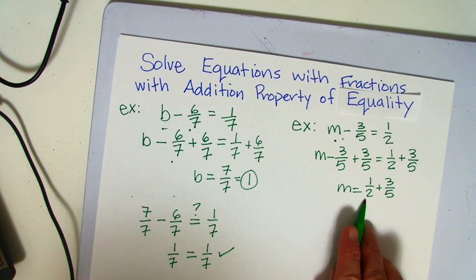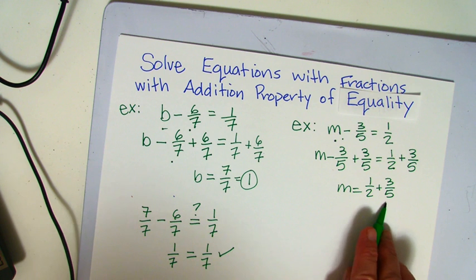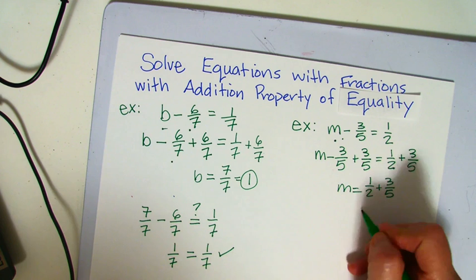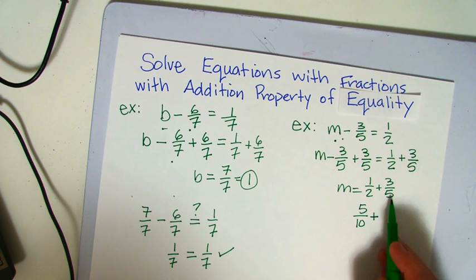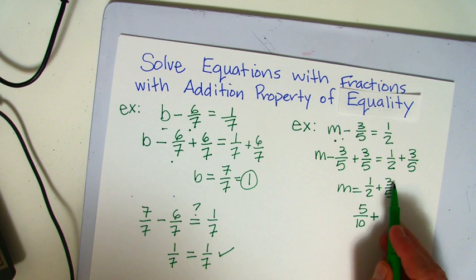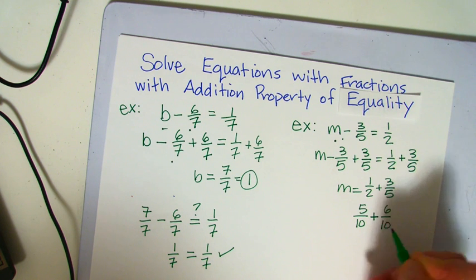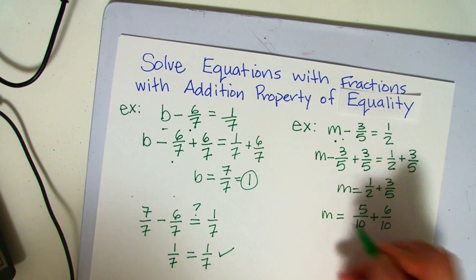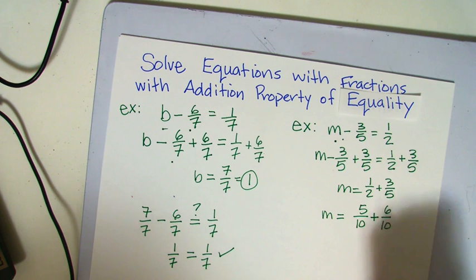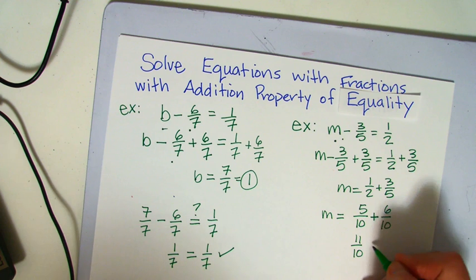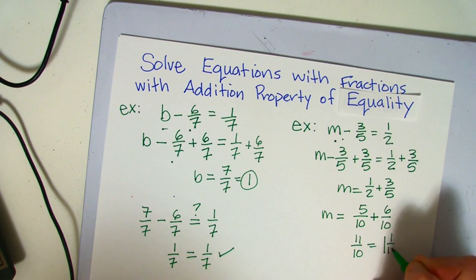So I'm going to change each fraction so that they're in tenths. 2 times 5 is 10, therefore I'm going to have 5/10. And then 5 times 2 would be 10, so this would be 6/10. When I simplify, I get 11/10, which is an improper fraction, so I'm going to convert that to 1 and 1/10.